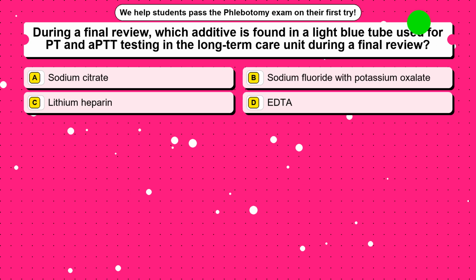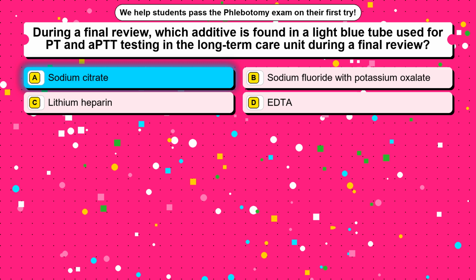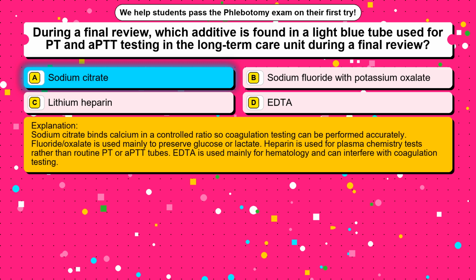Question 53. During a final review, which additive is found in a light blue tube used for PT and APTT testing in the long-term care unit during a final review? Option A. Sodium citrate. Option B. Sodium fluoride with potassium oxalate. Option C. Lithium heparin. Option D. EDTA. The correct answer is option A. Sodium citrate. Sodium citrate binds calcium in a controlled ratio so coagulation testing can be performed accurately.